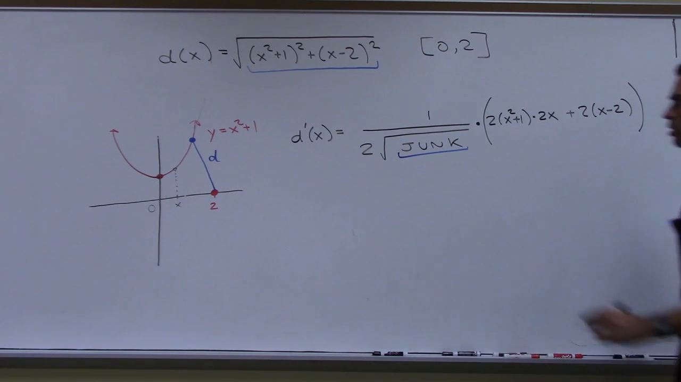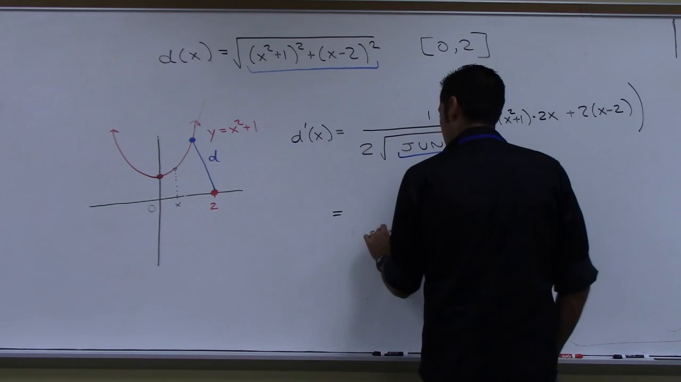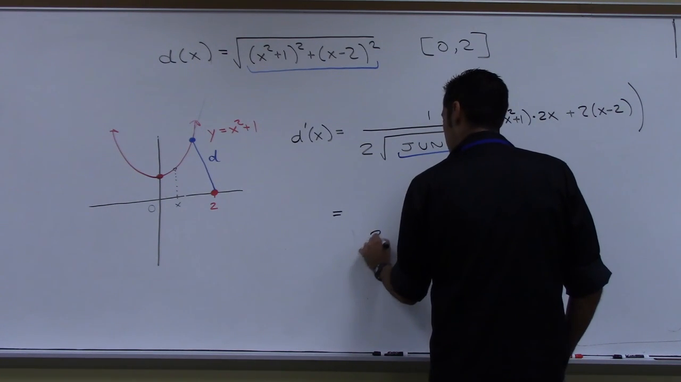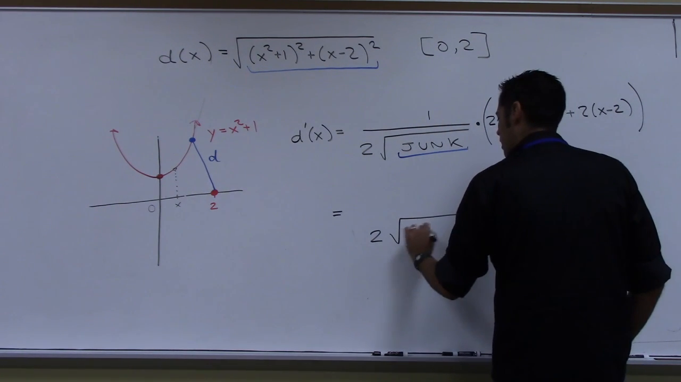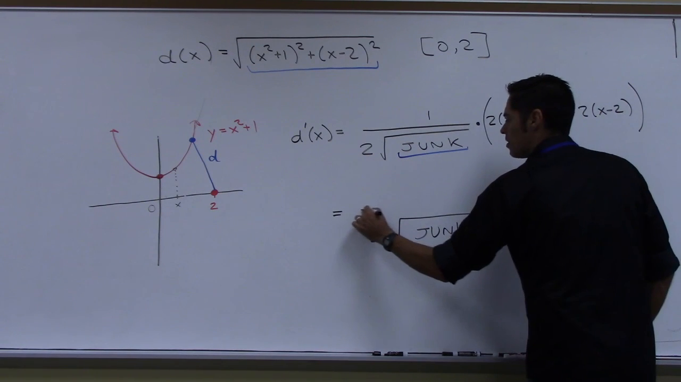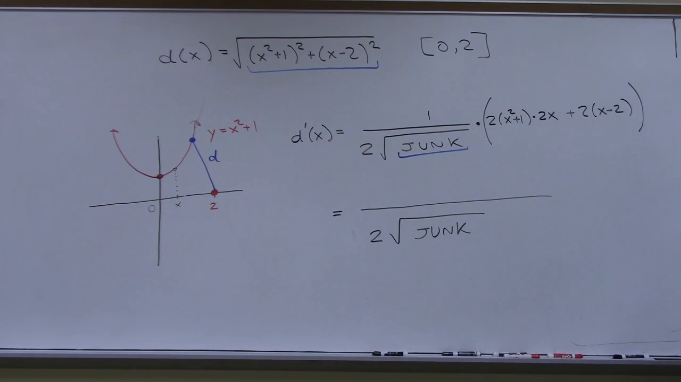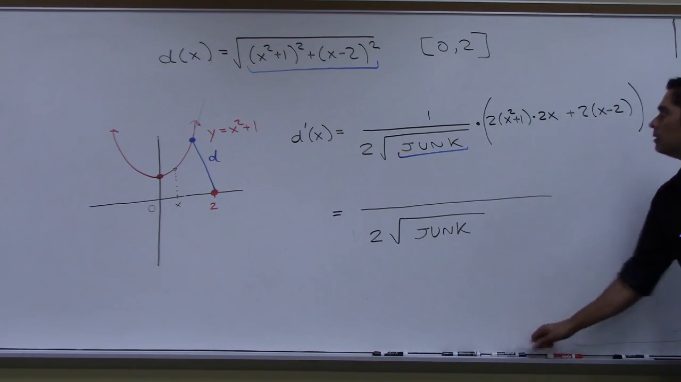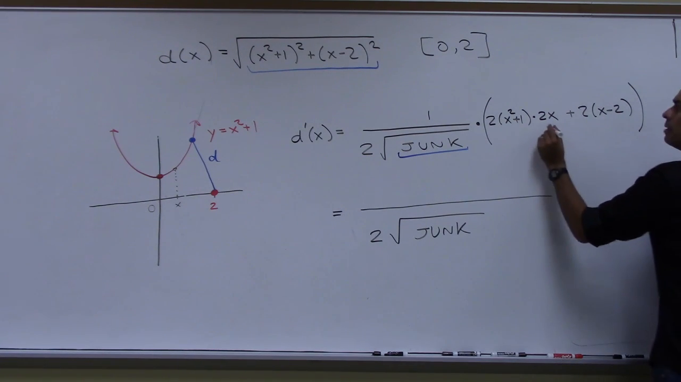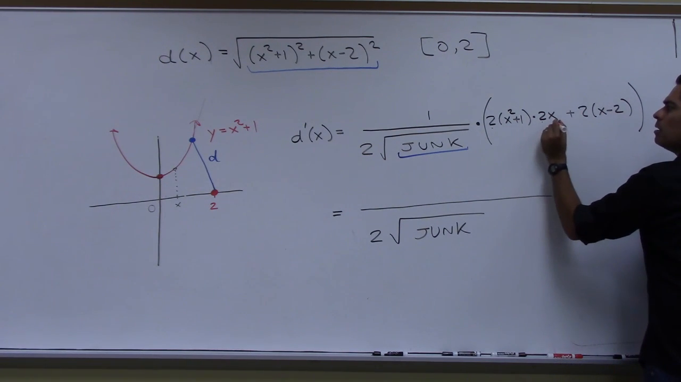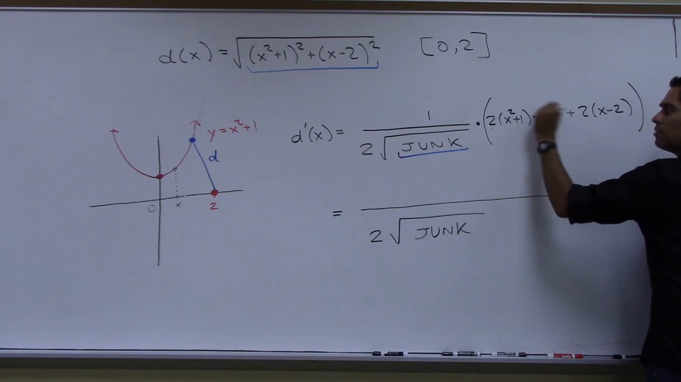Now, as bad as that looks, it's not that bad, all right? So 2 over the square root of junk down here is still there, but the top should clean up. Let's see if we can clean this up. Let's see. 2 times 2 is 4, 4x, and then I'll distribute that through the parentheses.